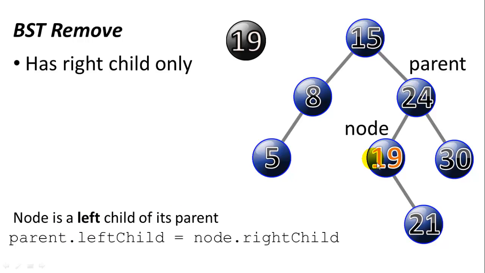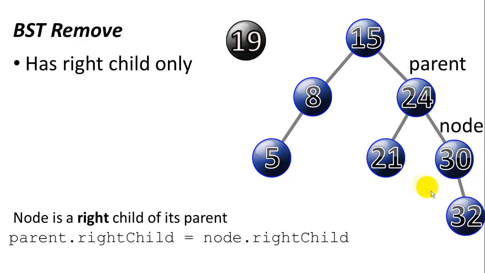19 is the left child of 24. We can simply do parent.leftChild equals node.rightChild. In other words, parent.leftChild, which is currently 19, becomes 21. So we move 21, and if it has a subtree, 21's whole subtree, up to where 19 is now by simply pointing parent's left child towards 21.